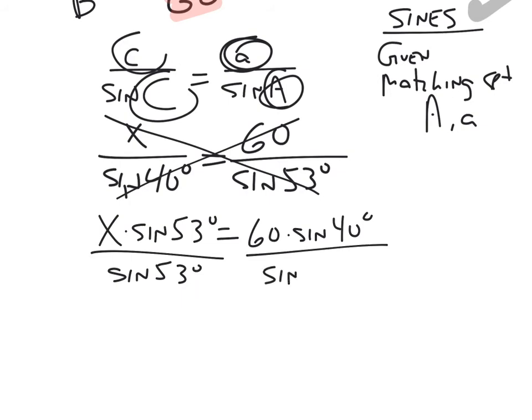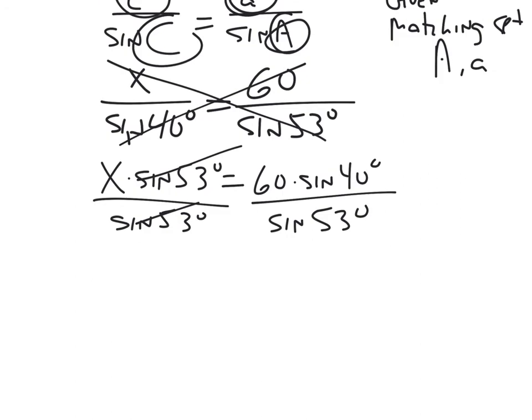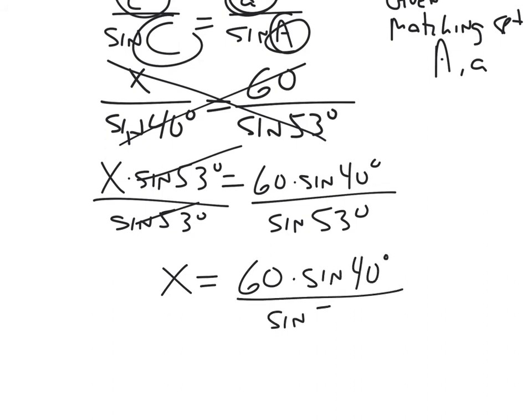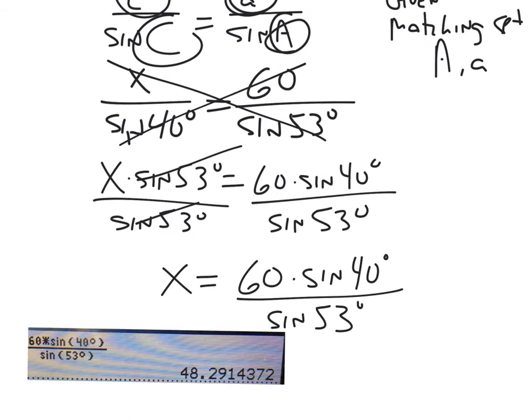So to figure out the height of that leaning tree, on your calculator you have to do 60 times the sine of 40 degrees over the sine of 53 degrees. So here this tree is going to be 48.3, and I think this question gave you feet, but 48.3.